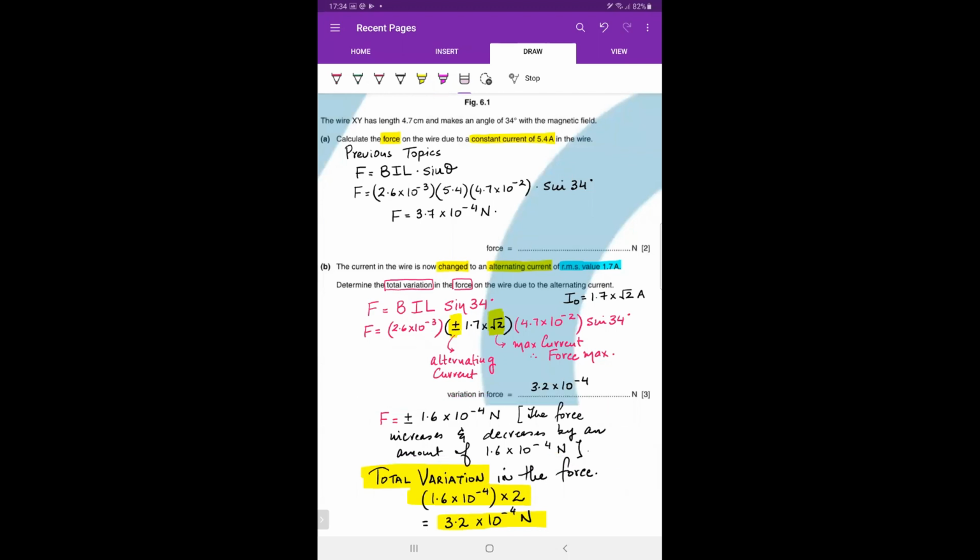Either you can say the force varies by an amount plus minus 1.6 times 10 to the power of minus 4. That's one way of suggesting the answer. And a better way of suggesting the answer would be that the total variation in the force is 3.2 times 10 to the power of minus 4. So as long as you are using the final quoted value, 3.2 times 10 to the power of minus 4, you don't need to insert the plus or the minus sign.